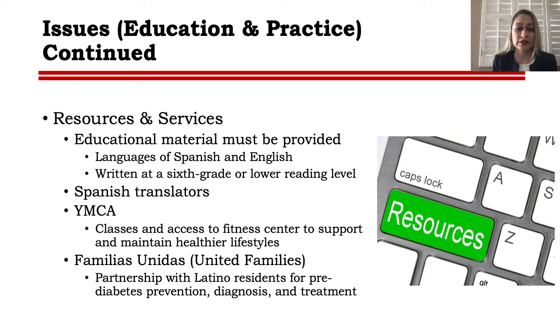Any educational material provided has to be provided in the languages of Spanish and English. These educational materials also have to be written at a 6th grader or lower reading level. Spanish translators have to be readily available. YMCA offers classes and fitness centers to support and maintain healthier lifestyles. And Familias Unidas, United Families, is a partnership with Latino residents for pre-diabetes prevention, diagnosis, and treatment.